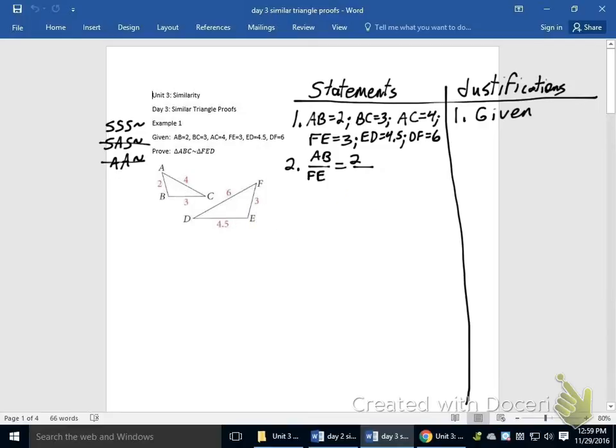And now I'm going to put a 3 over here. I'm able to divide by the same thing on both sides of this equation because it already said that FE equaled 3, so I am dividing by the same thing. The property I'm using there is the division property of equality.